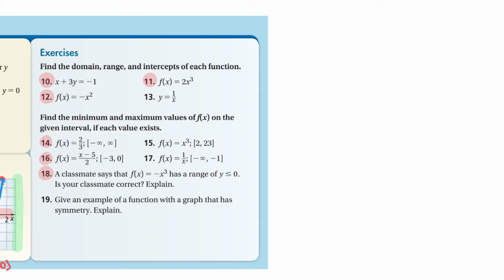What I'm going to do now is go ahead and do number 16. We're going to find the max and the min for this function. So we have f of x equals x minus 5 divided by 2. And they do give us an interval from x equal -3. I'm just going to select some x values: -3, -2, -1, and 0. So the interval is from -3 to 0.